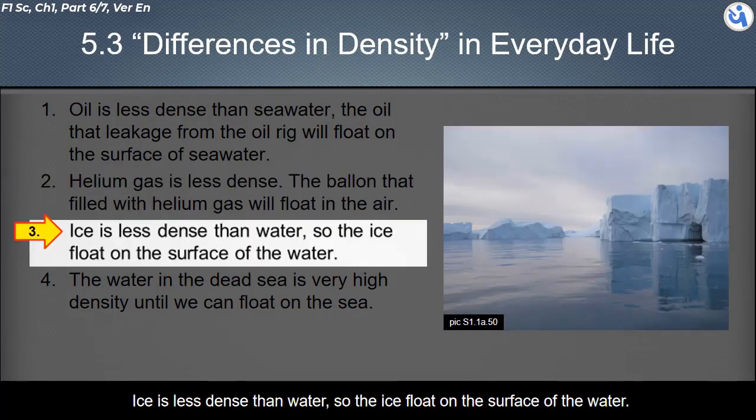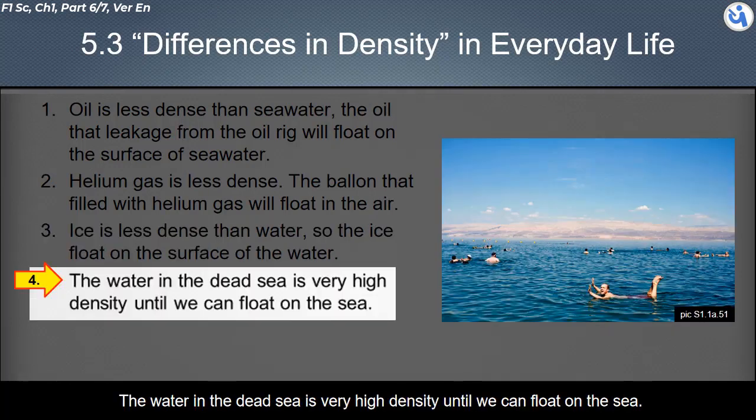Ice is less dense than water, so the ice floats on top of the water. The water in the Dead Sea is of very high density, so we can float on the sea.